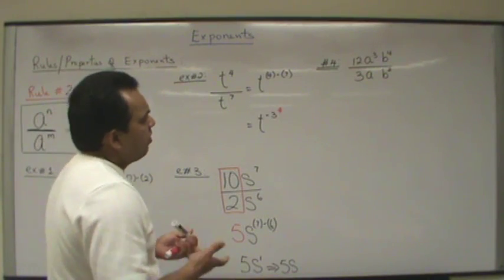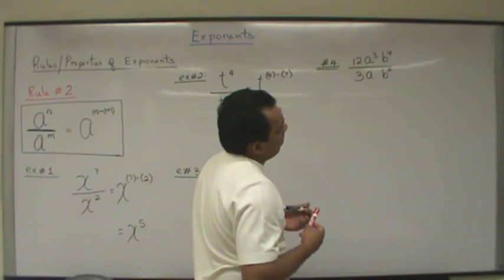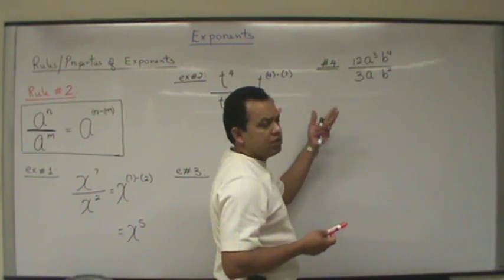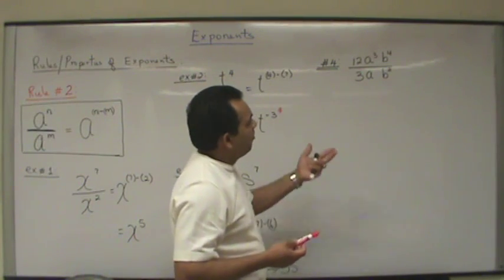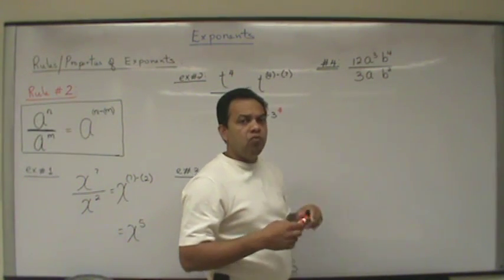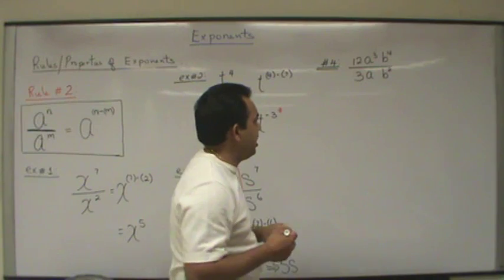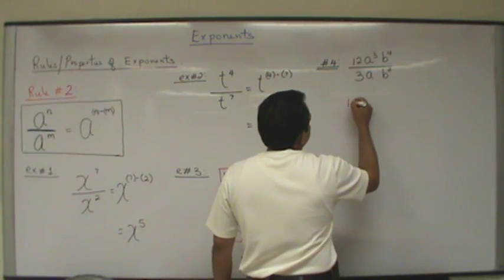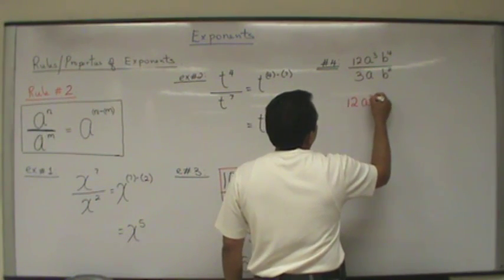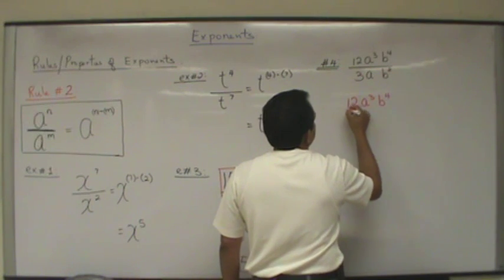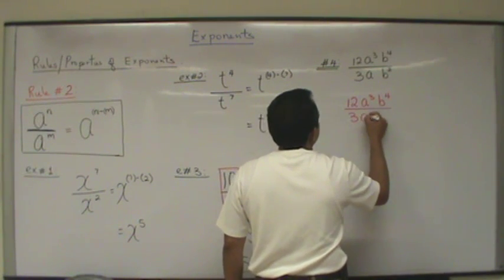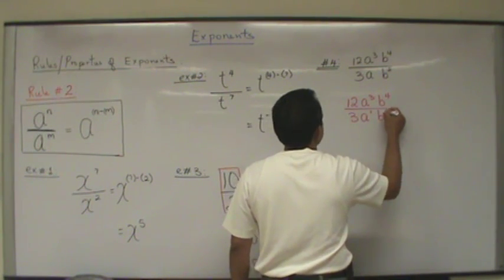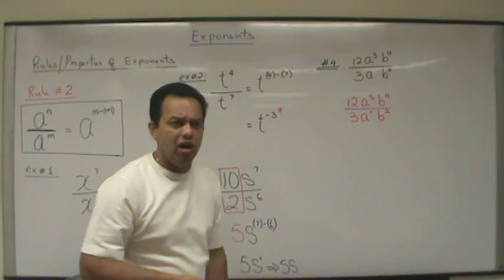Now, what I usually recommend is that if you're using properties of exponents, fill in or actually write the exponent in so you can see it. So I would rewrite it as 12a to the third b to the fourth divided by 3 a to the 1 power b to the second power, just so you can see what's going on.